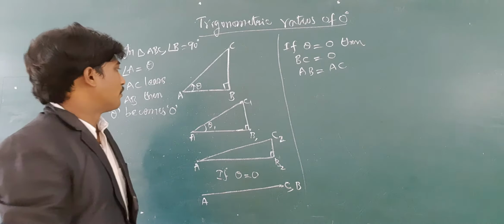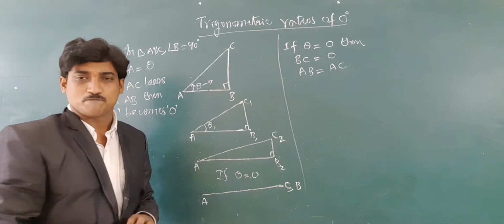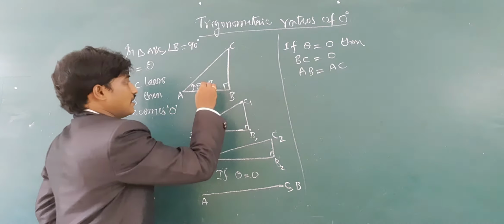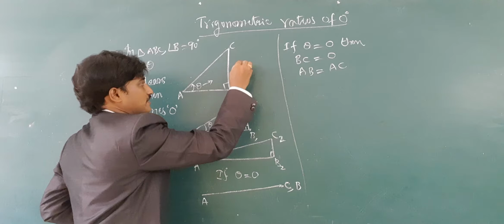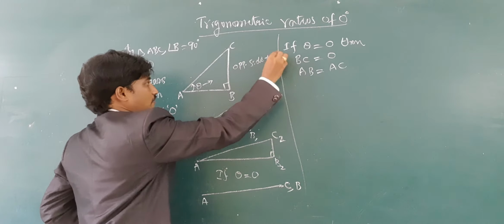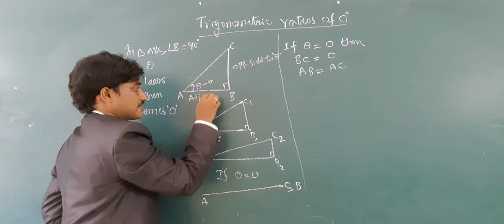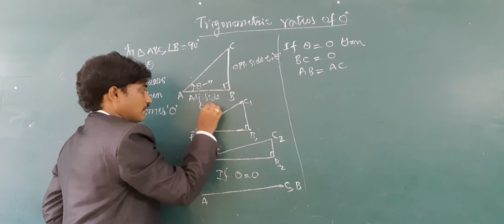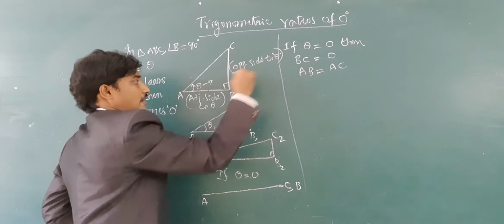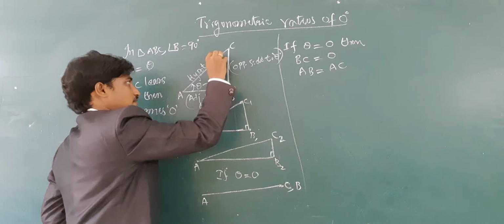Based on this theta, we know writing trigonometric ratios. The side opposite to theta is named as opposite side to theta. Adjacent side can be named as adjacent side to theta. Right angle opposite side we always call as the hypotenuse.